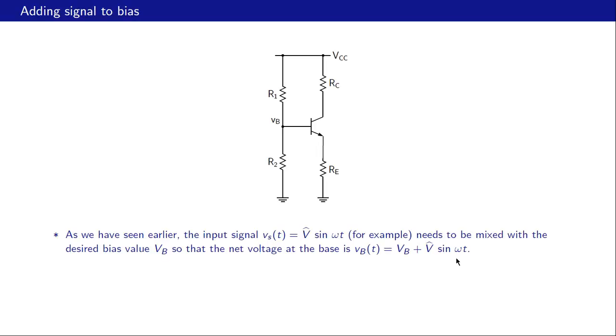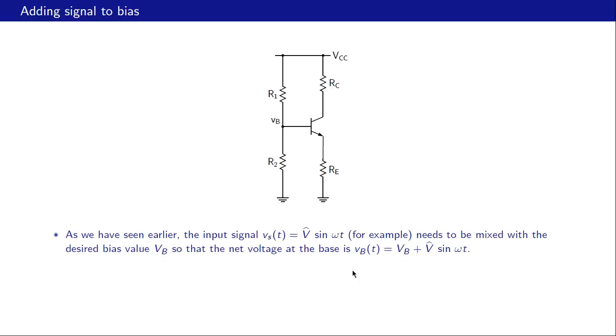Now the signal we have taken as a sinusoid, but in general it need not be a sinusoid. For example, if we have an audio application, then it's not one signal frequency, but a whole bunch of frequencies with different Fourier components and so on. So if you look at the audio signal in time domain, it will look very different from a pure sinusoid. But for simplicity of analysis, we often take V cap sine omega t as the input signal. So let's proceed with that.